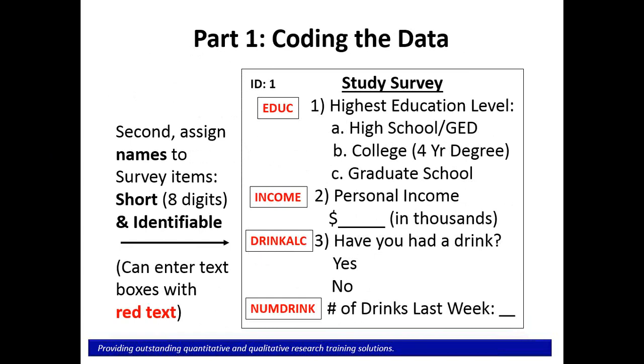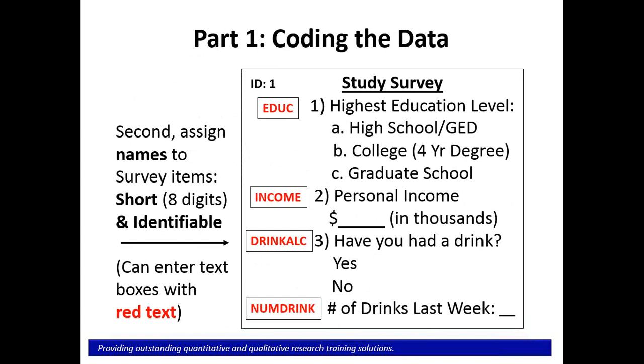So the key is to try to keep the names to about 8 digits. It used to be in SPSS you couldn't make them more than 8 digits, but now you can make them pretty long. But keeping them around 8 digits will keep them short, but also identifiable. For example, we might call study participant ID just ID, and that's almost universal in every database. We haven't even assigned that red letters, it's just ID.